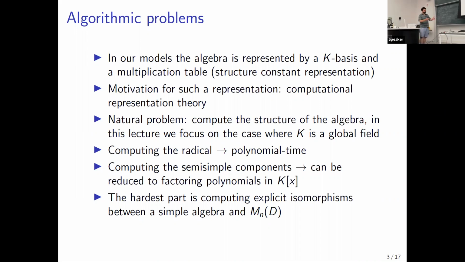And then you factor out the radical, and you want to compute the semi-simple components. I mean, you want to decompose it as a direct sum of simple algebras. That's also quite well understood. This basically reduces to just factoring over the polynomial ring K. And interestingly, the hardest part is really understanding these simple components.